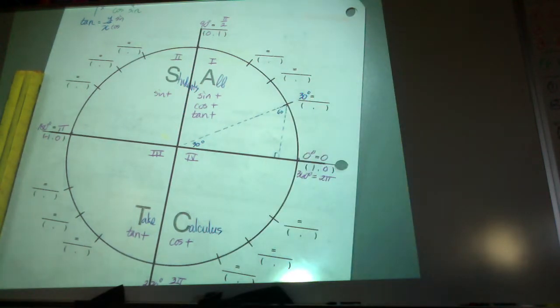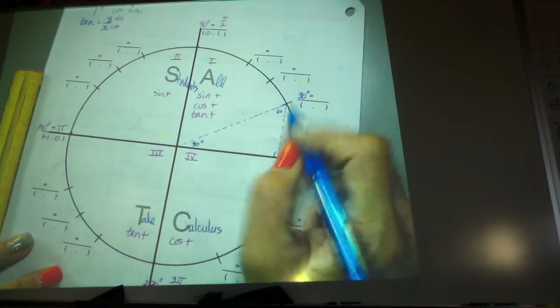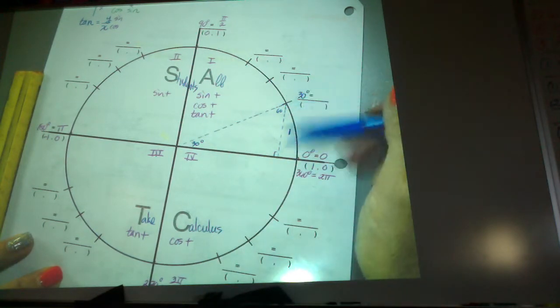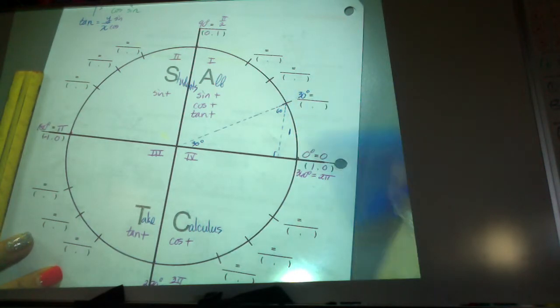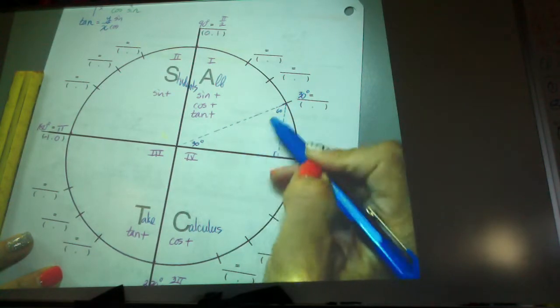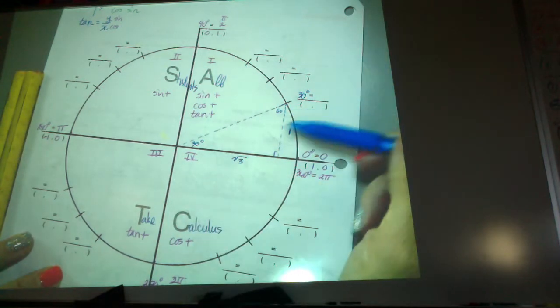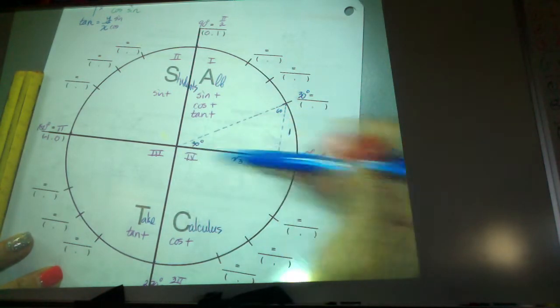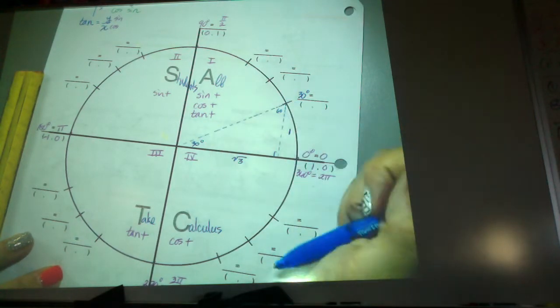So I know that this is 30 degrees here. We'll do the radian measure in a minute. What's always across from 30 degrees in our special right triangle? 1. Aren't y's positive in this quadrant? So it's a positive 1. What's across from the 60? Rad 3. Isn't x positive in quadrant 1? Everything's positive in quadrant 1. And then what's your hypotenuse? 2.